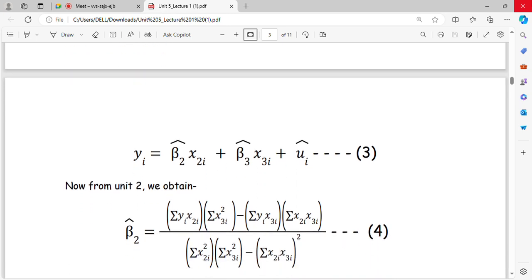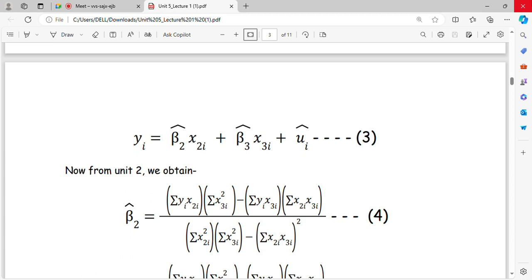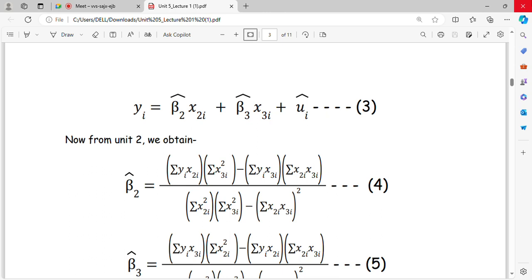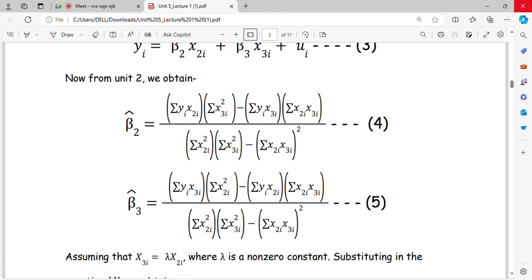Now we also understood in the previous class from unit 2 that beta 2 hat looks just like this: summation of small yi x2i times summation small x3i square minus summation of small yi x3i times summation of small x2i x3i, whole divided by summation of small x2i square times summation of small x3i square minus summation of x2i x3i whole square. Similarly, we have beta 3 hat where all the terms are in the deviation form.